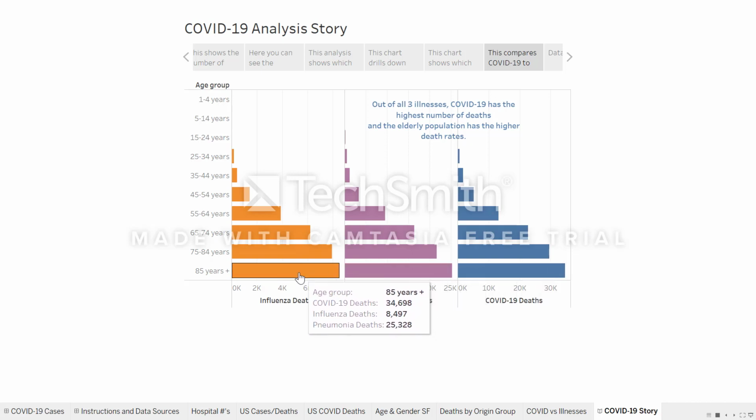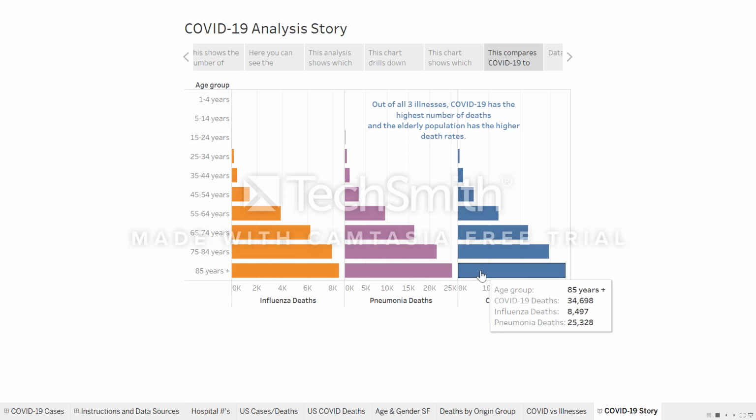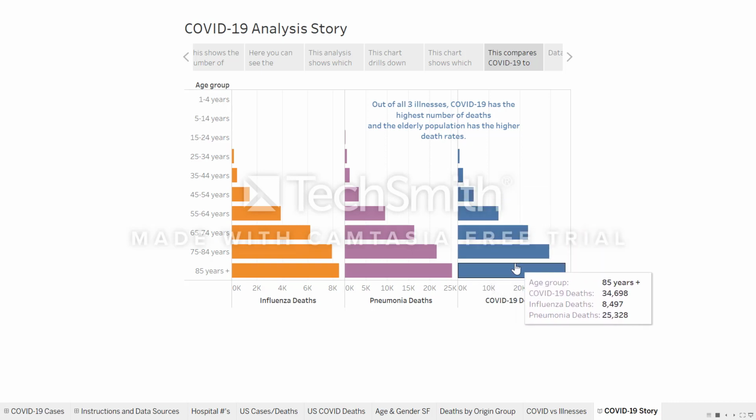As well as, for instance, the influenza, they only had around 8.8 thousand deaths, while pneumonia had 25,000 roughly, and COVID-19 still trumps all three of them with almost 35,000 deaths for this specific age group. But in total, with all the age groups even, COVID-19 has the most deaths out of these three.